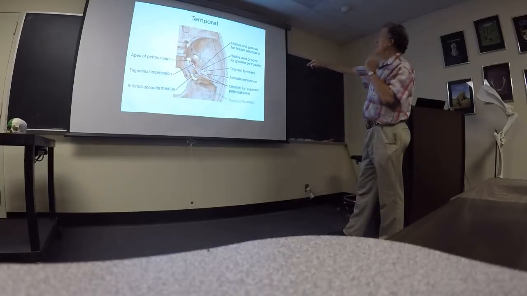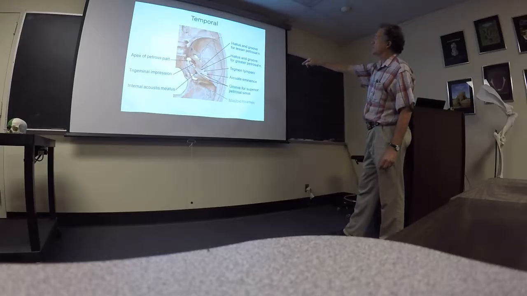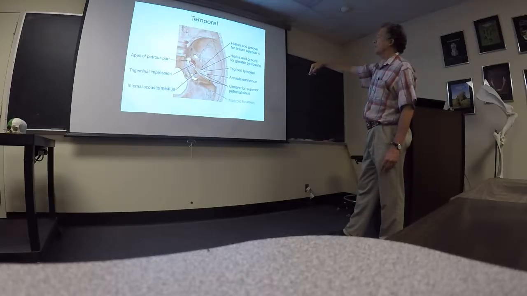This area here is known as the tegmen tympani. Okay. There's a bulge here known as the arcuate eminence. This area out here. Again, this groove on the top is pretty obvious. And I'll say that area separates the middle cranial fossa from the posterior cranial fossa.